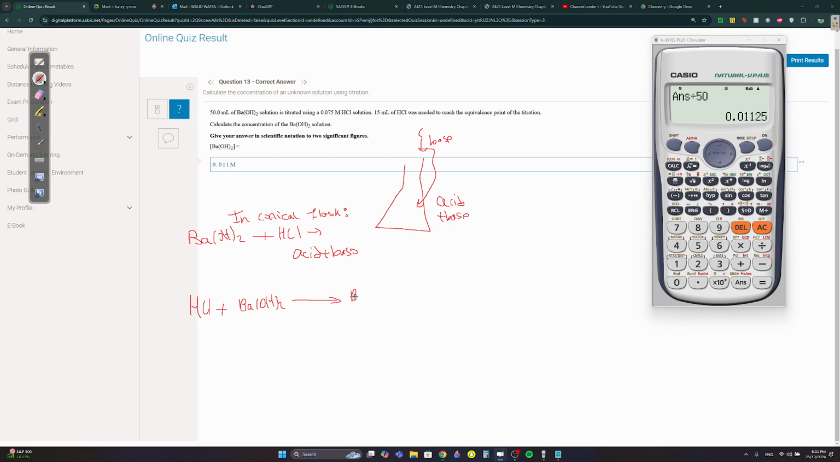You're going to get BaCl2, because Ba is 2 plus, by the way, and Cl is minus. Also, you can tell Ba is 2 plus because there's a 2 here, so it's for the Ba. You get BaCl2, okay, plus water.